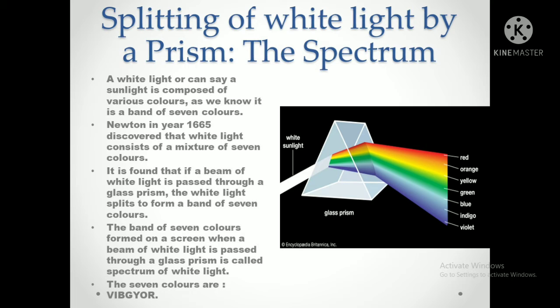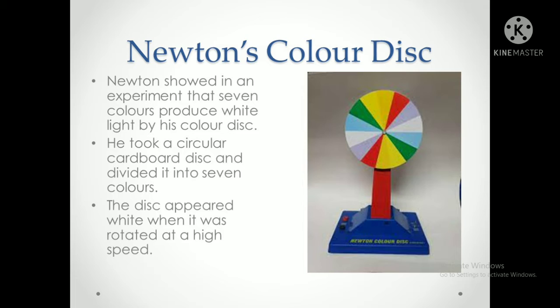So who took out this idea? Newton. Newton came up with the idea that white light consists of 7 colors with the help of the glass prism. But again he wanted to prove something else. Let's see what. He made Newton's color disc. With this experiment, he said that these 7 colors will produce white light again. But how? What did he do?